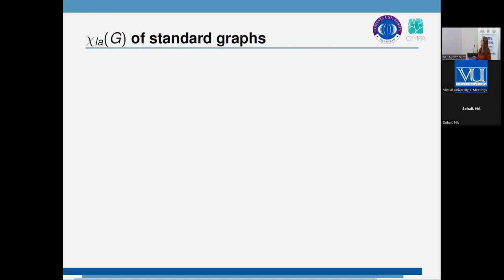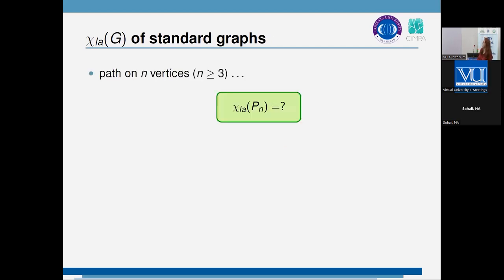Okay, so let's discuss the local antimagic chromatic number for some standard graphs. We start with paths. So what do you think is the local antimagic chromatic number of the path? Two or three? So what do you think?